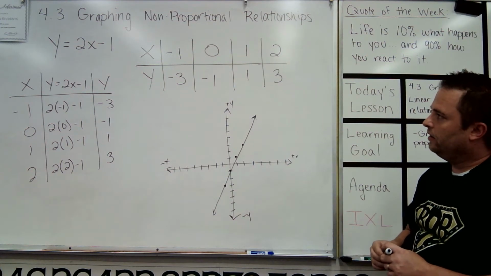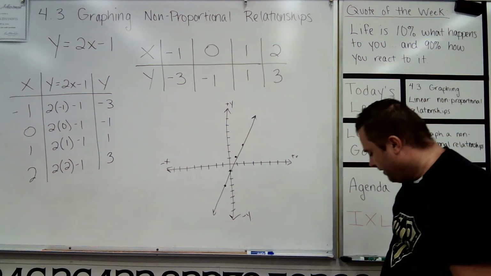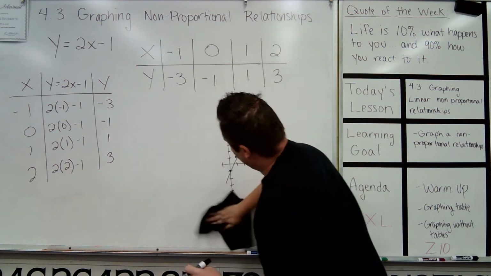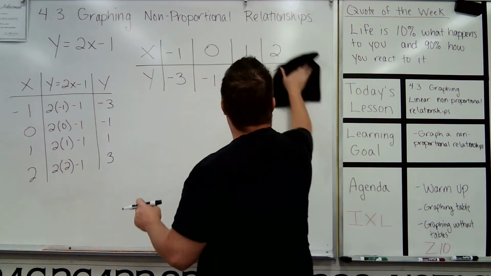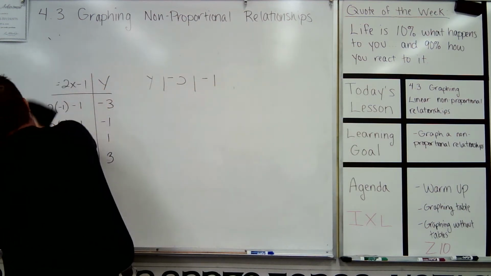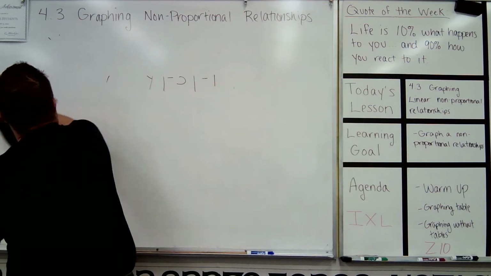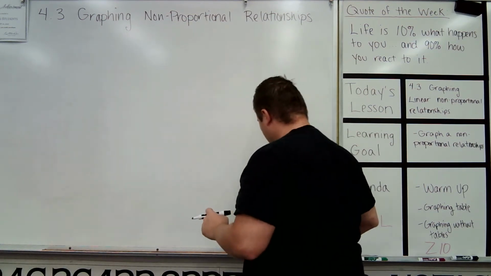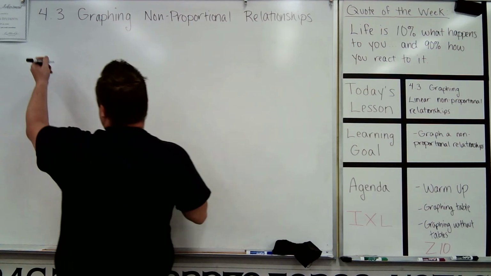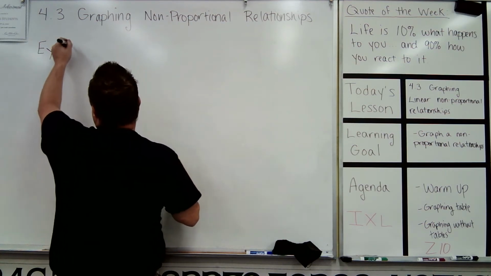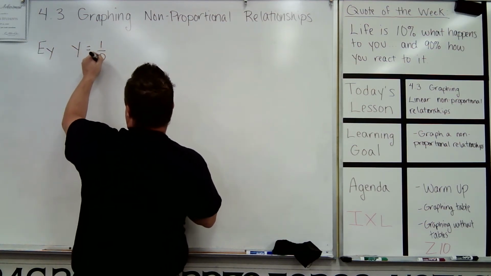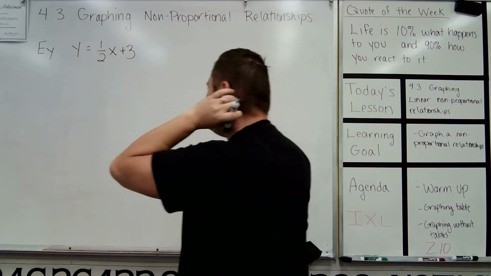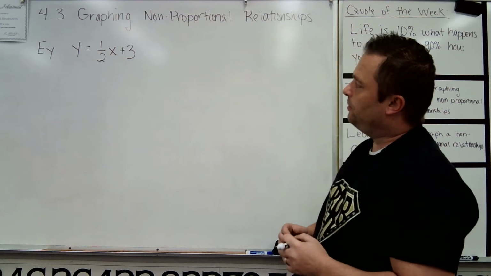Okay. Well, let's do another example. Let me first erase this, and we'll do another example where x and y are related in a unique way. But this time, we're going to use some fractions. So let's see what we got. Let's take the example of y equals 1/2 x plus 3.